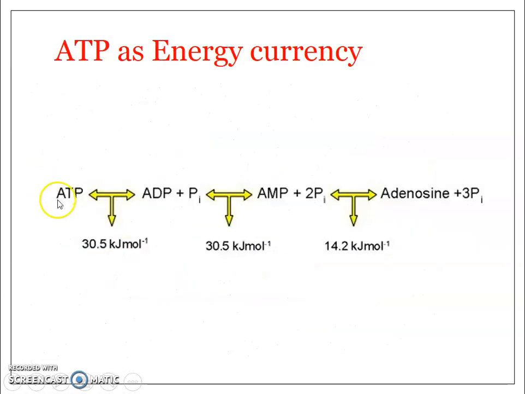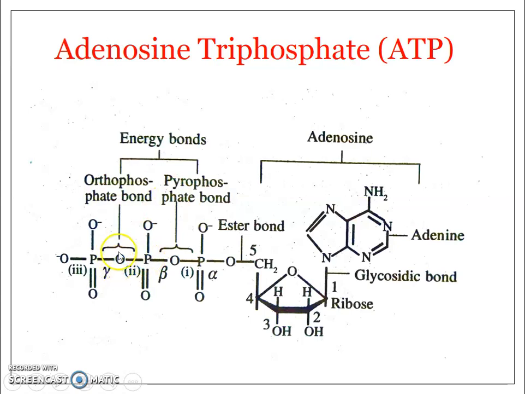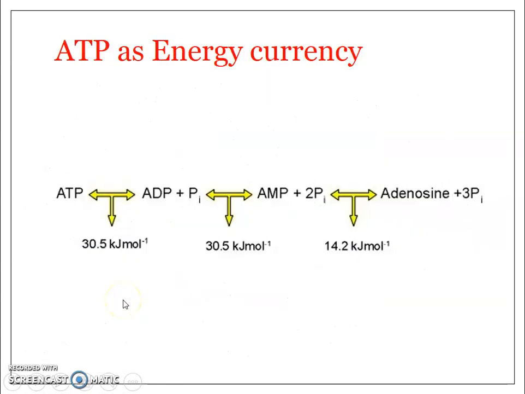Here you can see that when ATP hydrolyzes, the orthophosphate bond is broken over here, and it releases the gamma phosphate, or the orthophosphate. So what happens during this? A high energy bond is broken, and it releases 30.5 kilojoules per mole of energy.